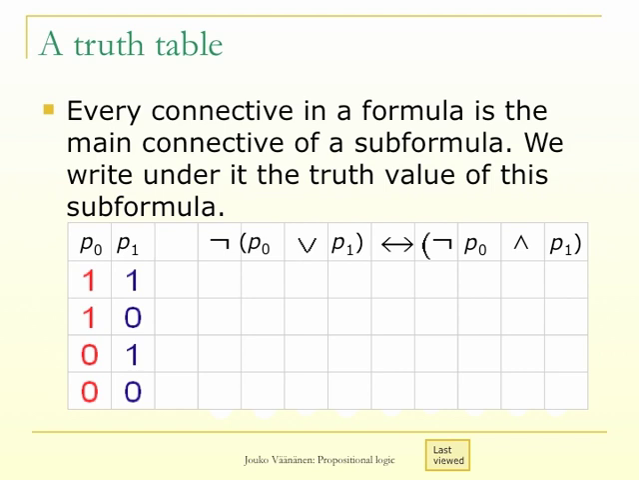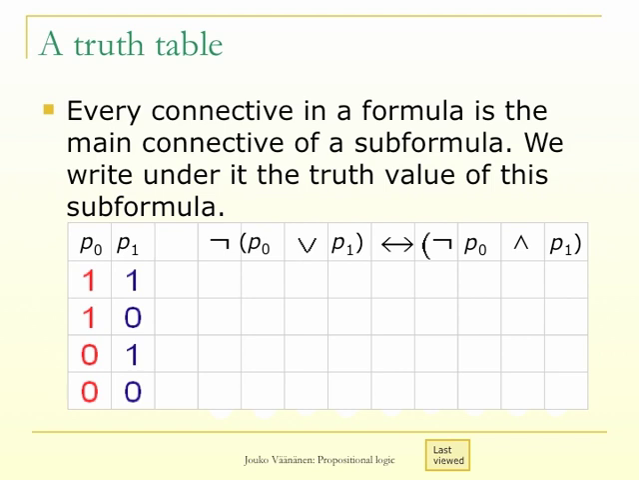To the right, we form a column under each occurrence of a proposition symbol in the formula as well as a column under each connective. Every connective in a formula is the main connective of some subformula. The truth value that we write under that connective is the truth value of that subformula. Let us see how a truth table is built.